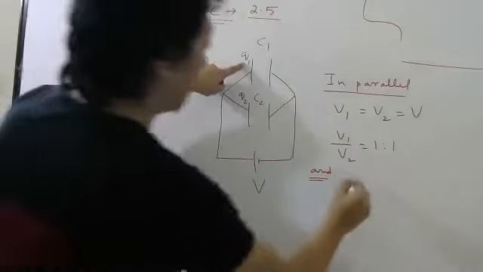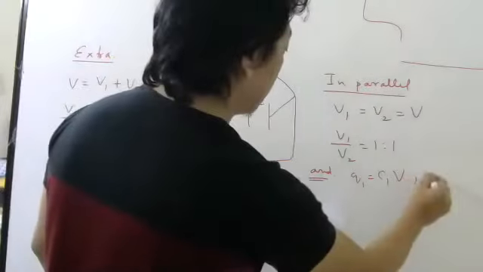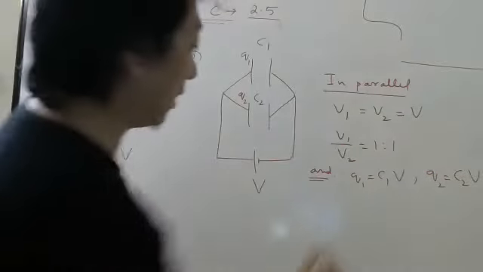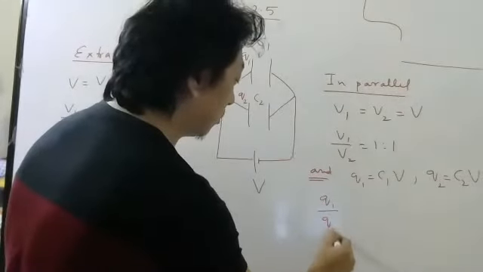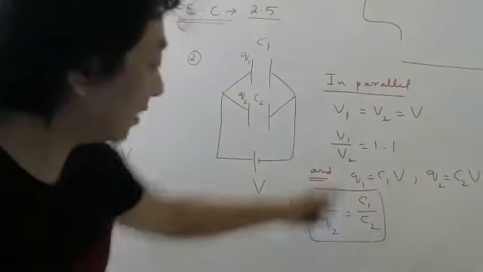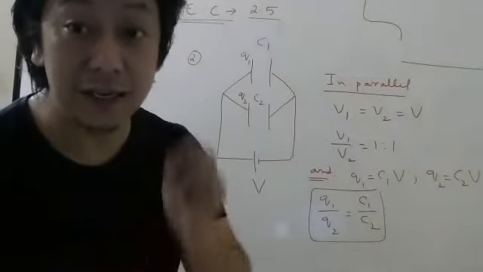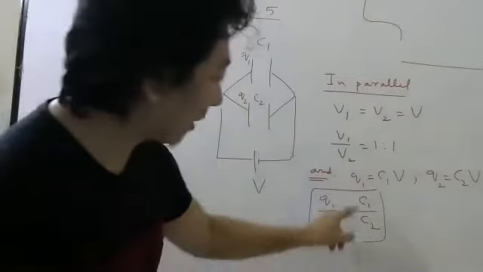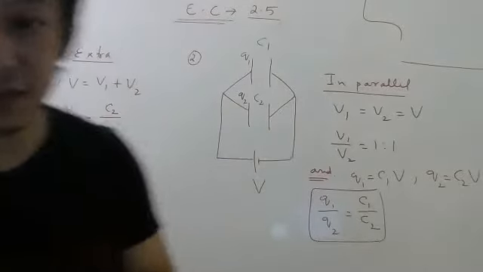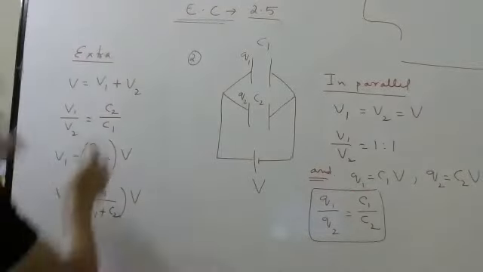So charge here, Q1, will be C1 into V, and charge here will be C2 into V. Voltage will be same, remember. So if you take the ratio Q1 by Q2, this time what will you get? C1 by C2, not C2 by C1. That means how the charges will divide? In direct ratio of capacitance. Don't say inverse ratio. So voltage will divide in inverse ratio, charge will divide in direct ratio. Okay.